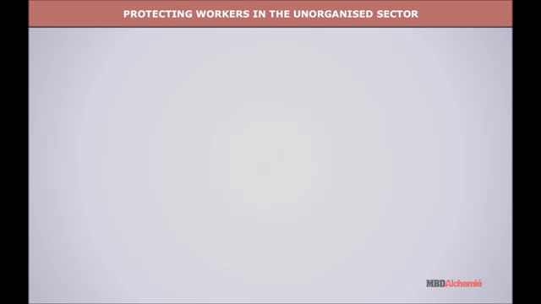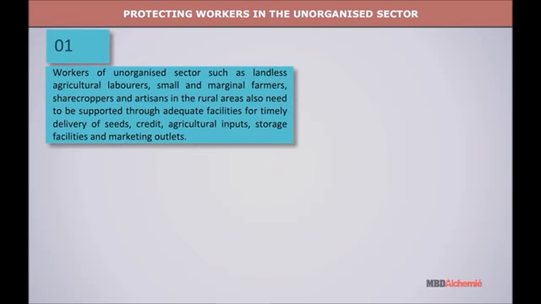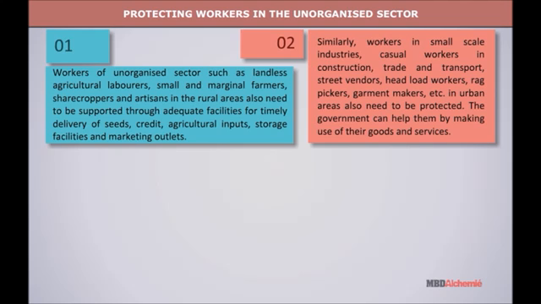Protecting workers in the unorganized sector. Workers of the unorganized sector such as landless agricultural laborers, small and marginal farmers, sharecroppers and artisans in the rural areas also need to be supported through adequate facilities for timely delivery of seeds, credit, agricultural inputs, storage facilities and marketing outlets. Similarly, workers in small-scale industries, casual workers in construction, trade and transport, street vendors, headload workers, rag pickers, garment makers, etc. in urban areas also need to be protected.